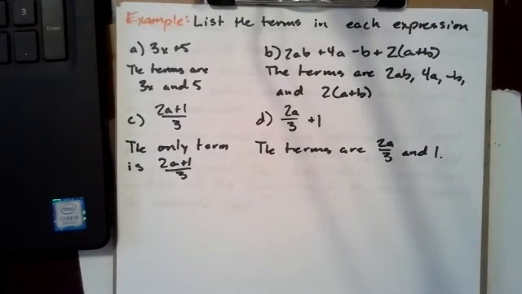So for example, we will list the terms in each expression. 3x plus 5, the terms are 3x and 5. 2ab plus 4a minus b plus 2 times the quantity a plus b, we have 4 terms here. The terms are 2ab, 4a, negative b, and 2 times the quantity a plus b. 2 times the quantity a plus 1 over 3, there is only 1 term. If we have 2a over 3 plus 1, the terms are 2a over 3 and 1.